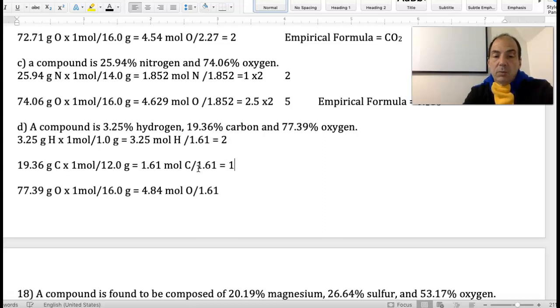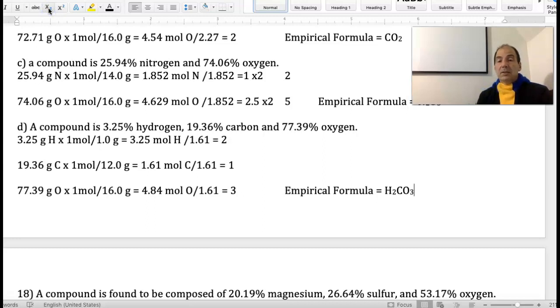Okay, obviously that's 1. And I know that 16 goes into 48 3 times, so I'm sure that 1.6 goes into 4.8 3 times. So there's my ratio. So that means my empirical formula would be H2CO3. Now that does seem to be something familiar to me. Maybe not to you, guys, but again, it's an empirical formula. Not going to worry about that yet.